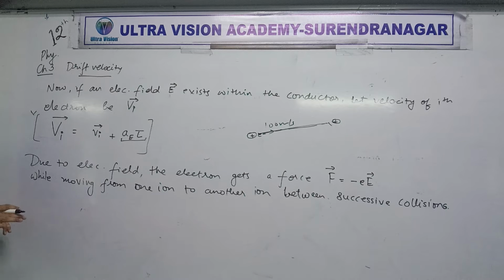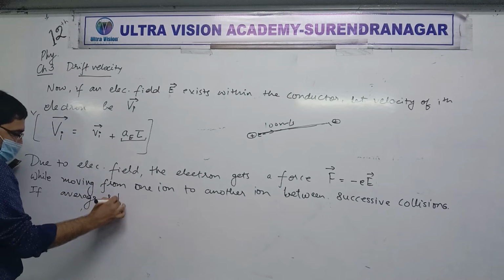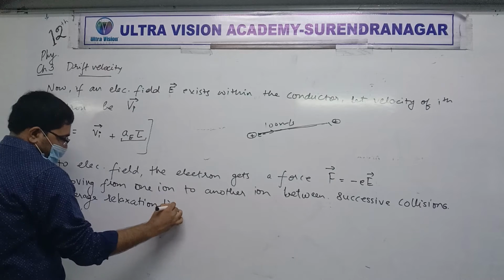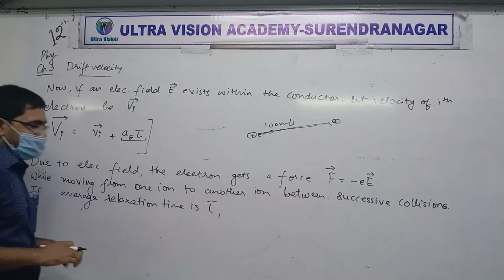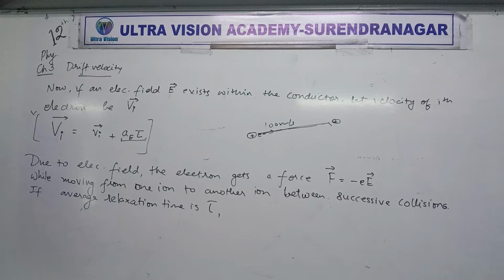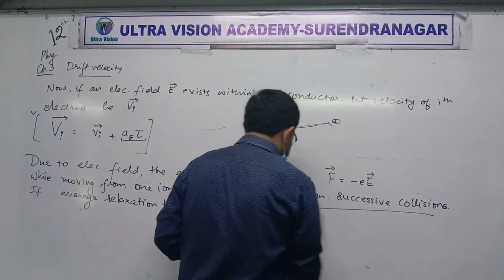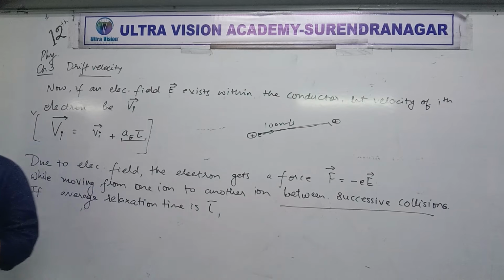So what is happening is that we can say that force is only acting for a time between the collisions. So I can say that if the average relaxation time is tau. Do you remember what relaxation time is? Who remembers what is relaxation time? Okay, yes, Raj, what is it? The time interval between two successive collisions. Is that okay or not okay? Time interval between two successive collisions. This came up in the kinetic theory of gases, right? Do you remember? Yes. Okay.